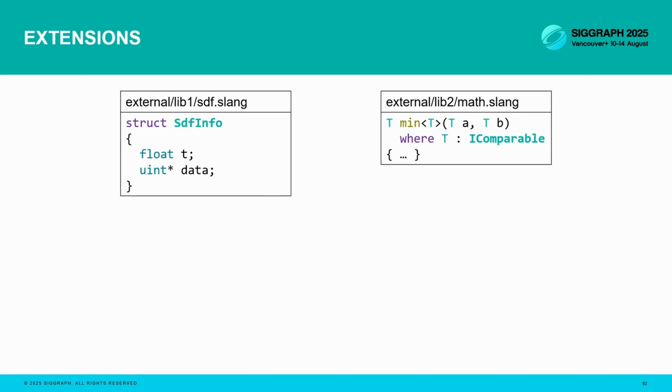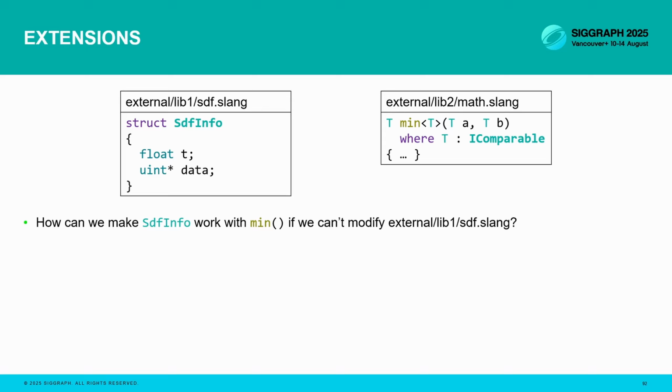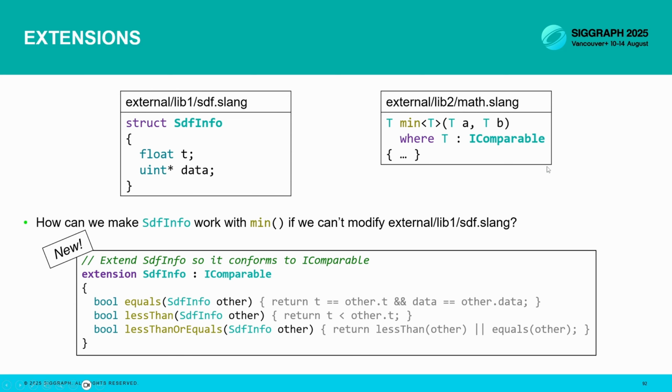So imagine you're writing code that depends upon 2 external libraries. One defines an SDFInfo struct, but doesn't implement any interfaces for it. And another defines a min function that works for types that implement IComparable, which is Slang's built-in interface for types you can use less than, equals, and greater than operators on. If you want to use the SDFInfo struct from library 1 with min from library 2, normally in C++ you'd be out of luck and you'd have to modify library 1, or you'd have to implement another copy of your min function that is specifically generalized for SDFInfo objects. But in Slang, you can add on an IComparable implementation after the fact to SDFInfo, just like this. Now SDFInfo works with this min function, and you didn't have to modify either library.